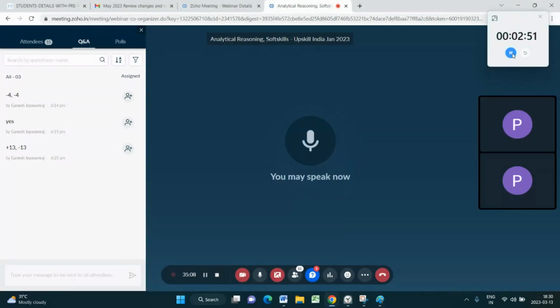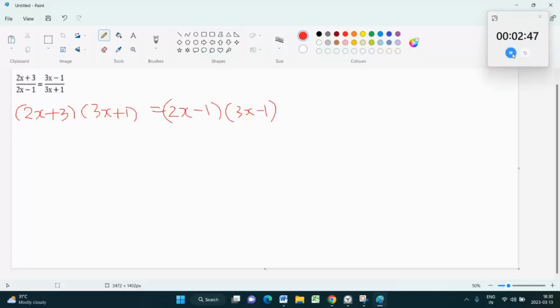I will show the question. 2x plus 3 into 3x plus 1 is equal to 2x minus 1 into 3x minus 1. Then what do I do? Cross multiply. The 3x plus 1 goes over there, and the 2x minus 1 goes to this side, as multiplication. This is cross multiplication. So I want you to give an answer for this. Solve this and give me the expression alone.